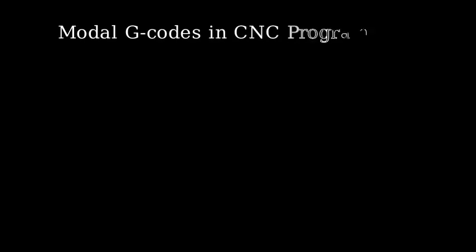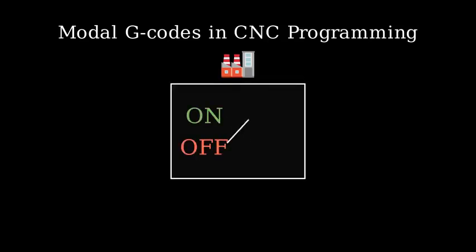Welcome to our lesson on modal G-codes in CNC programming. Let's understand what modal means and look at some important examples. In CNC programming, a modal command is one that remains active until it's explicitly changed by another command. Think of it like a switch that stays on until you flip it to a different setting.